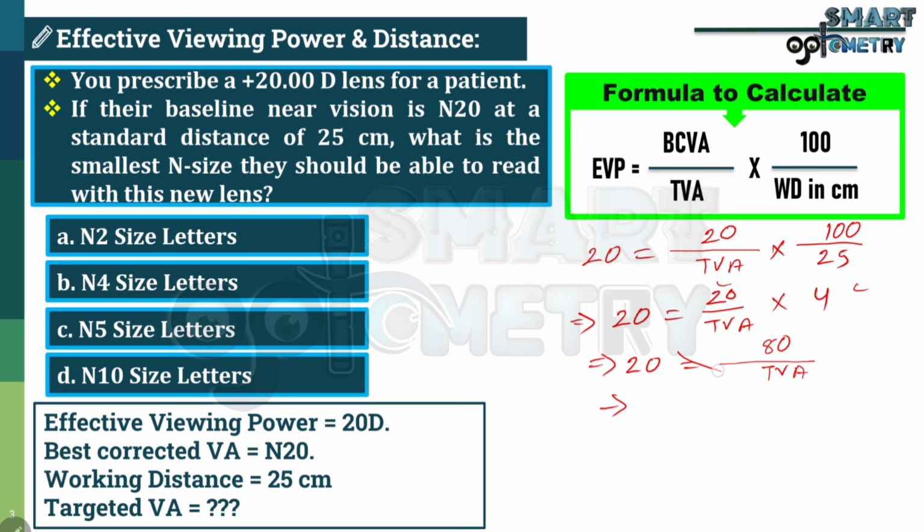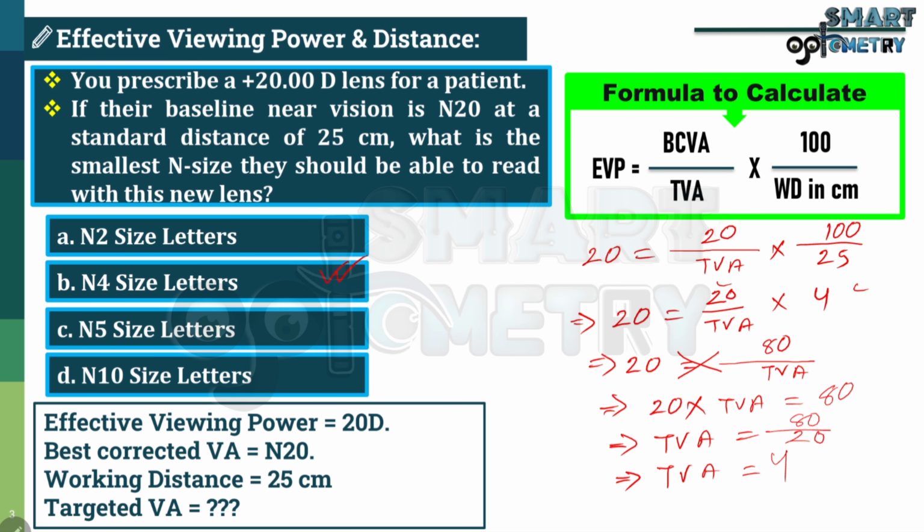Now if we cross multiply, then it will become 20 multiplied by targeted visual acuity equals 80, or targeted visual acuity equals 80 divided by 20. Finally, targeted visual acuity will be, if we divide 80 by 20, it will become 4. That means the smallest N size the patient should be able to read is N4. Thus, option B is the correct answer.